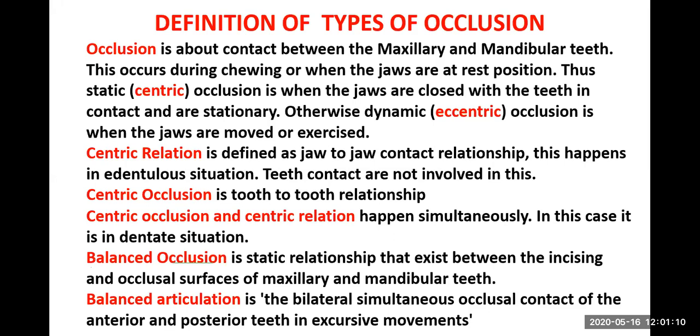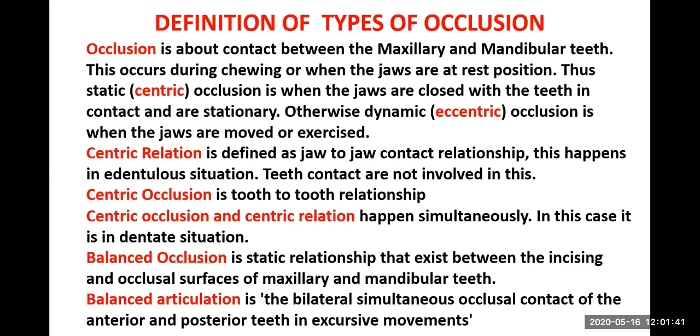Then what is balanced occlusion? It is also a static relationship that exists between the incising and occlusal surfaces of maxillary and mandibular teeth. Balanced occlusion, I take that again, is a static relationship when the occlusal surfaces and the incising edges of maxillary and mandibular teeth are in contact. That is balanced occlusion. Balanced articulation is different.